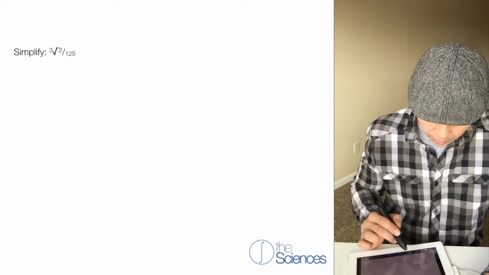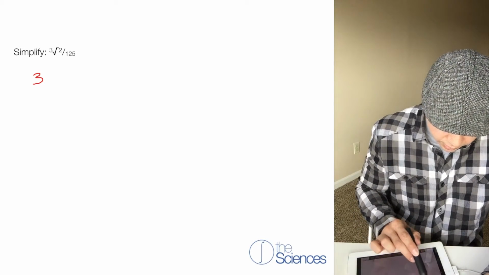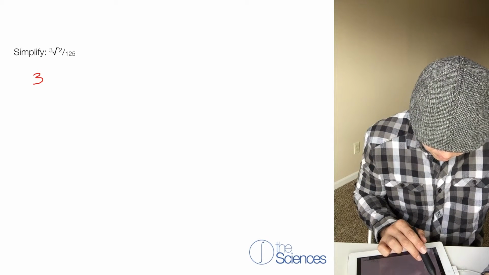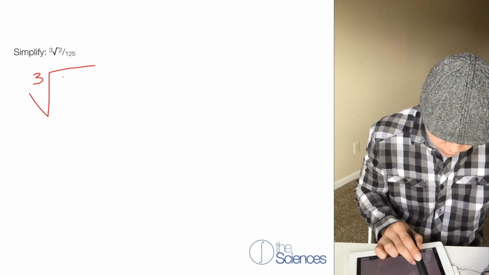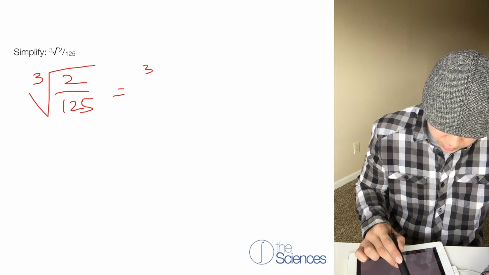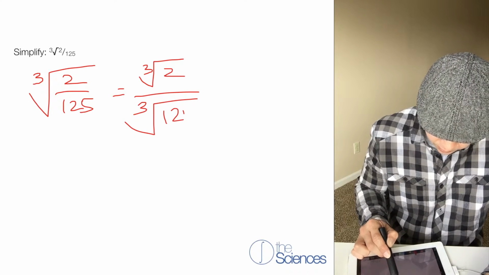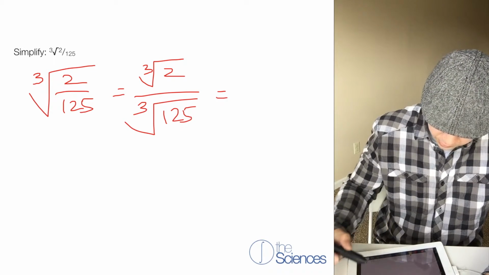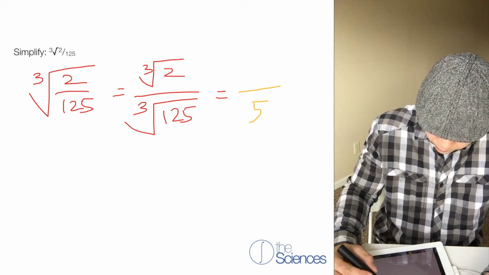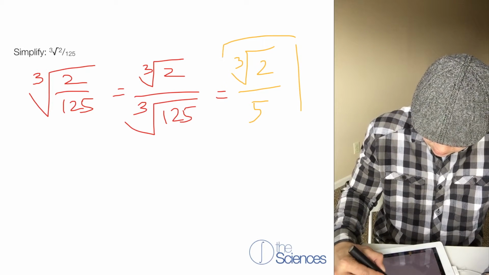So now here we have the cube root of 2 divided by 125. So that's the same as the cube root of 2 divided by the cube root of 125. So now we know the cube root of 125 is 5, because 5 cubed is 125. And then here we have the cube root of 2. So that's our answer.